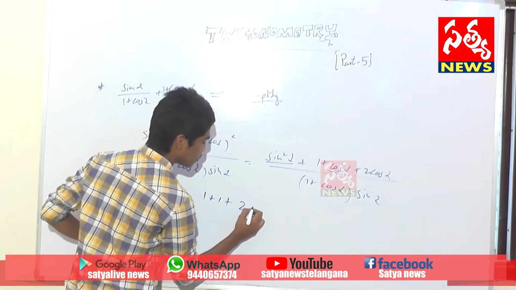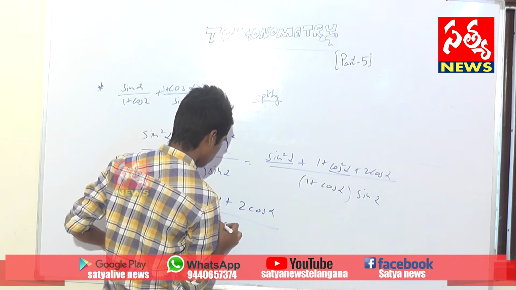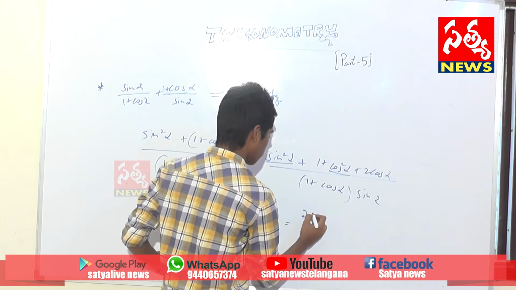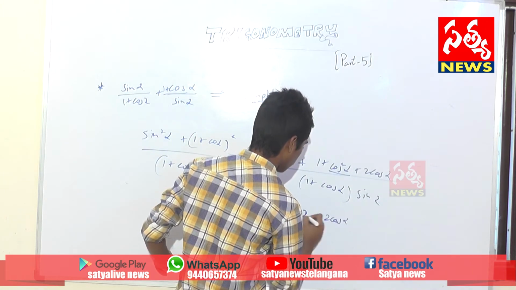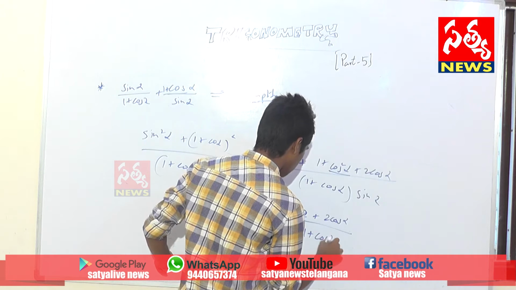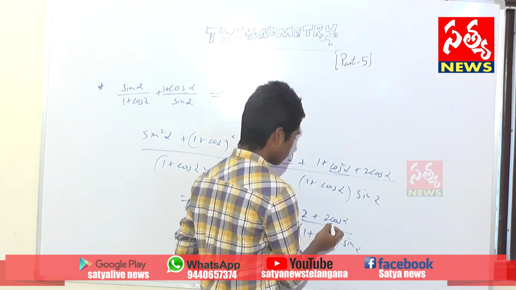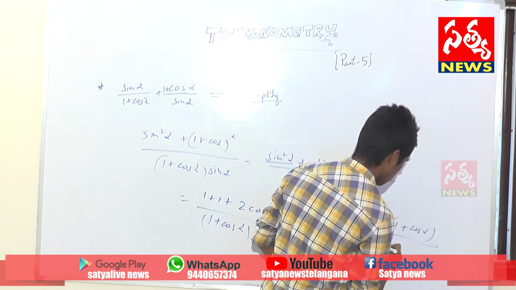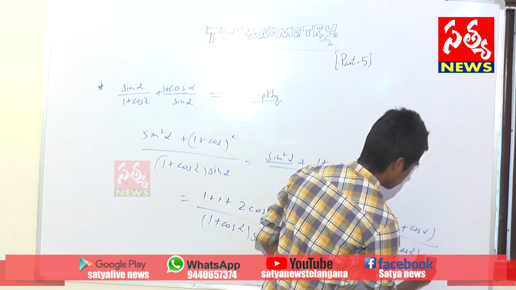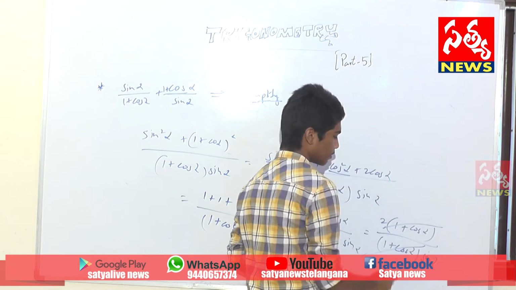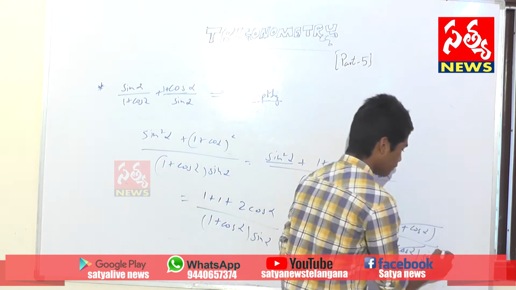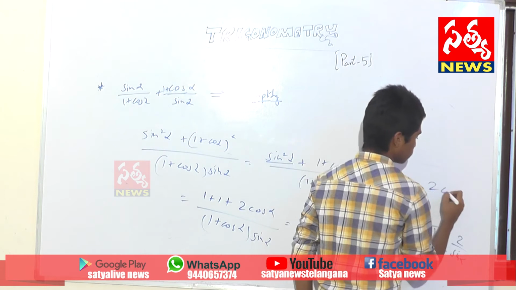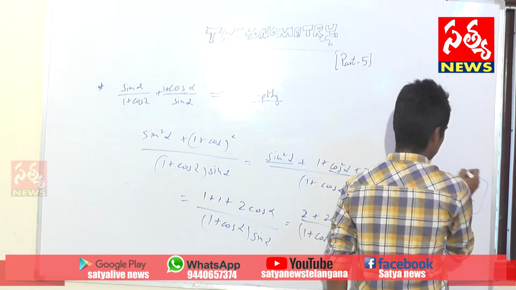1 plus 1 plus 2 cos alpha by 1 plus cos alpha into sin alpha. Here 2 plus 2 cos alpha by 1 plus cos alpha into sin alpha. Taking 2 common, 2 into 1 plus cos alpha by 1 plus cos alpha into sin alpha. 1 plus cos alpha gets cancelled and we are left with 2 by sin alpha, which can also be written as 2 cosecant alpha. This is our simplified answer.